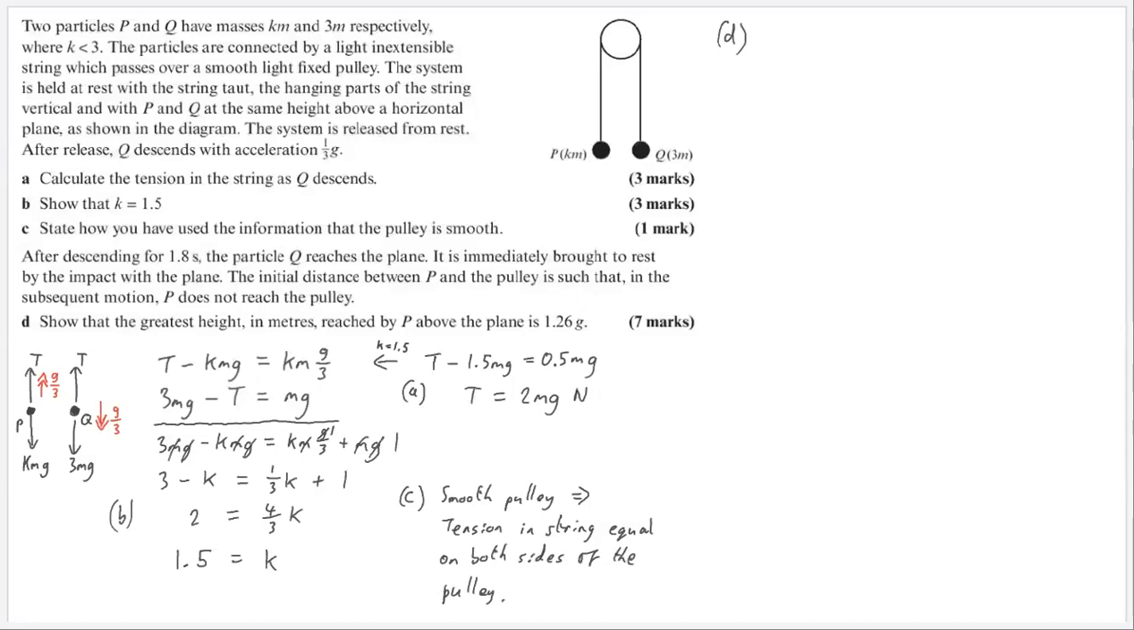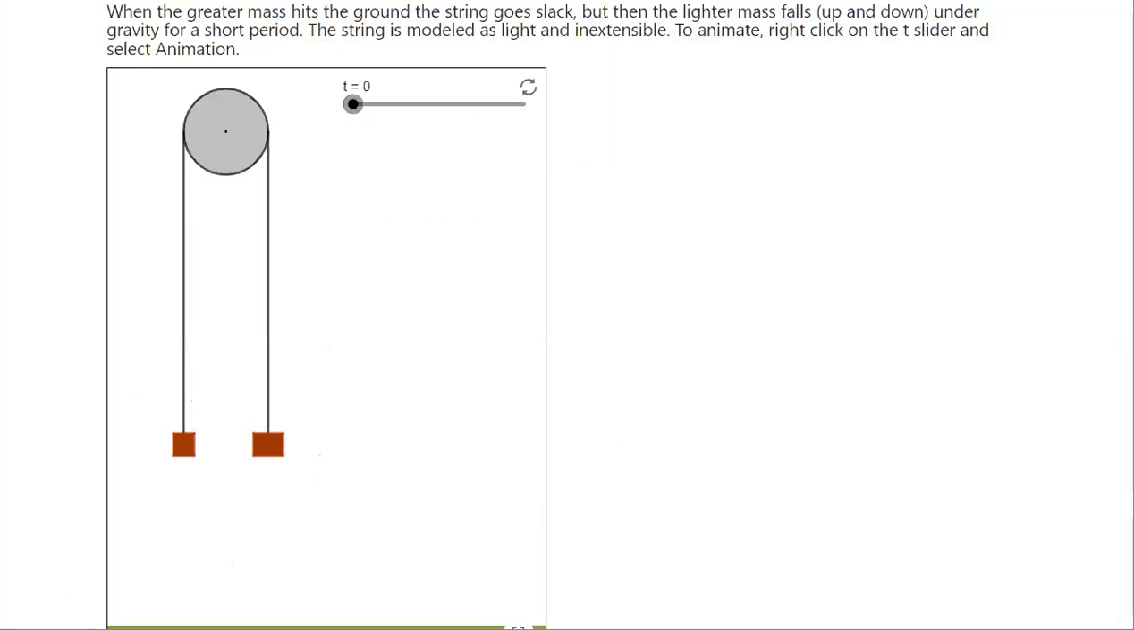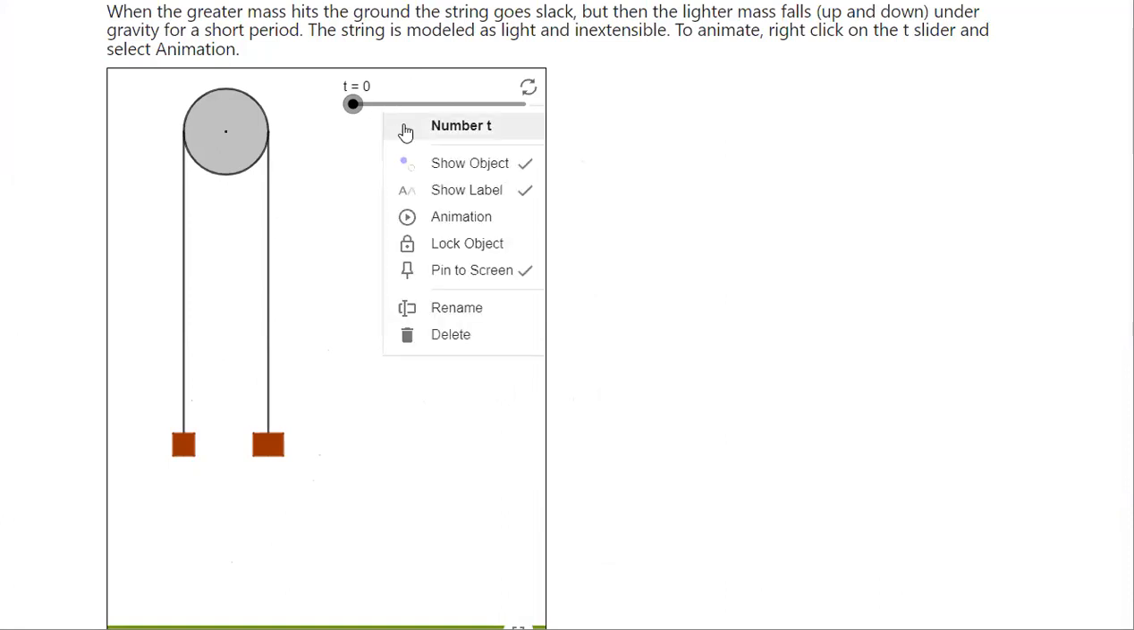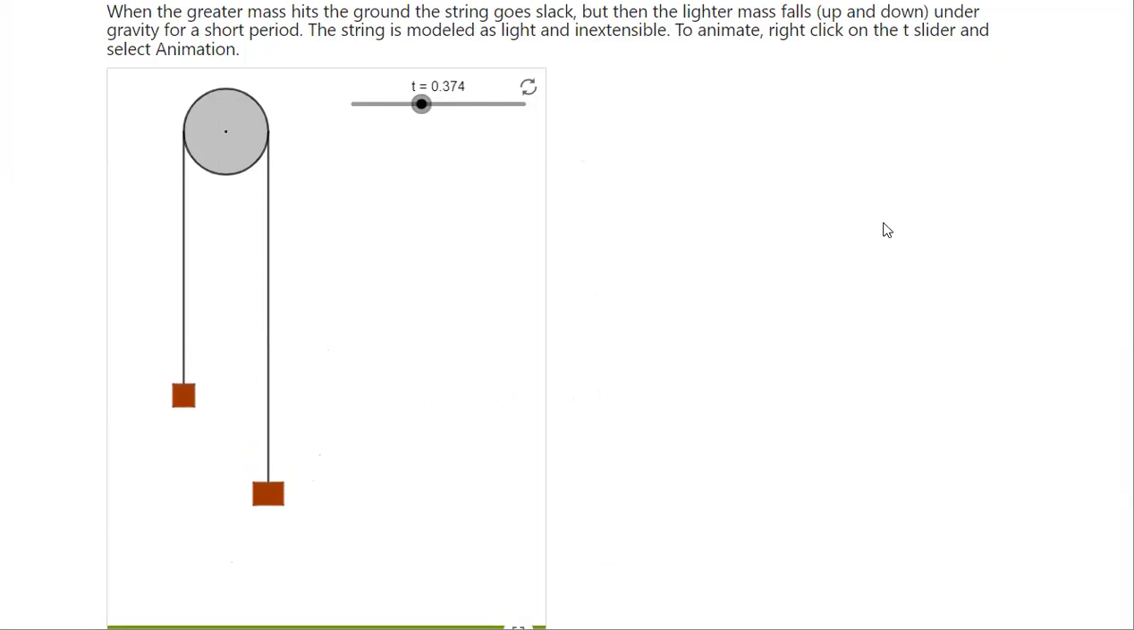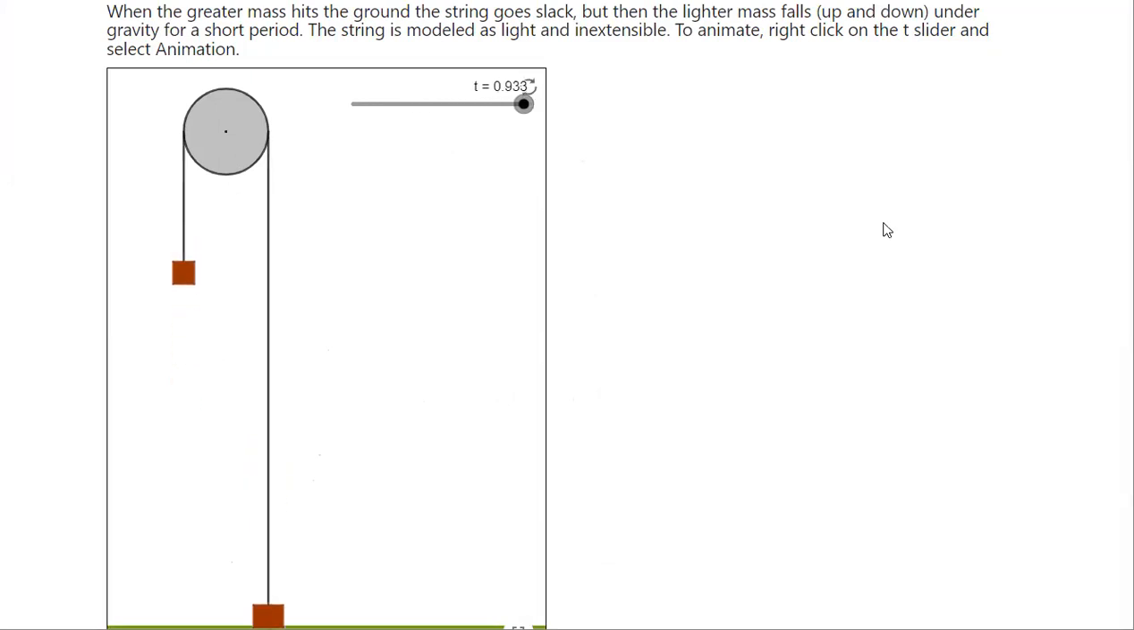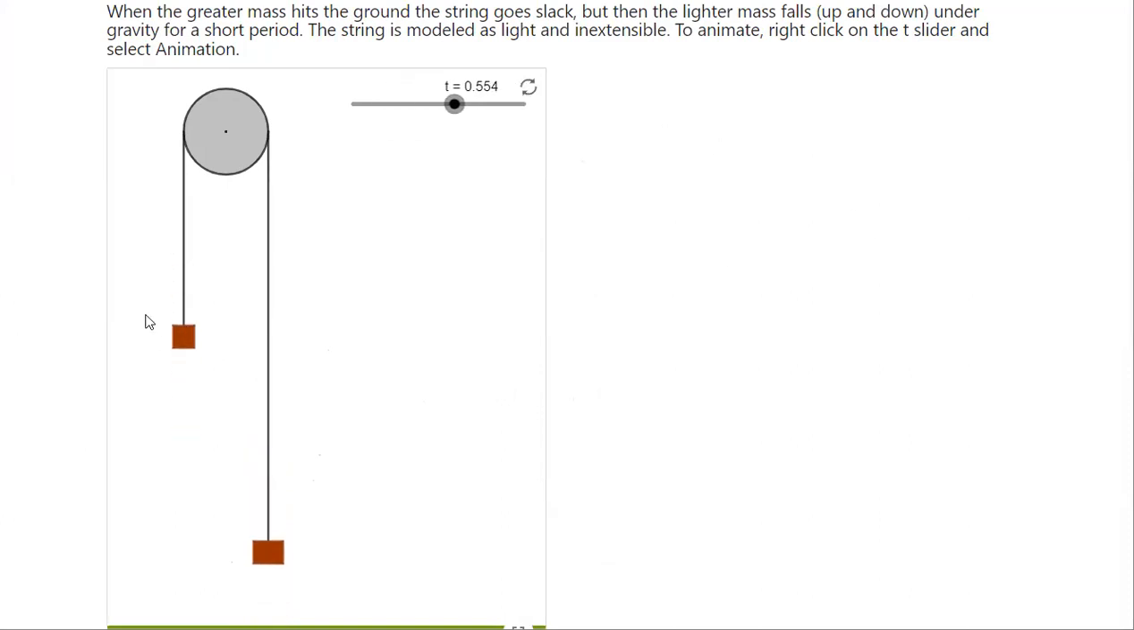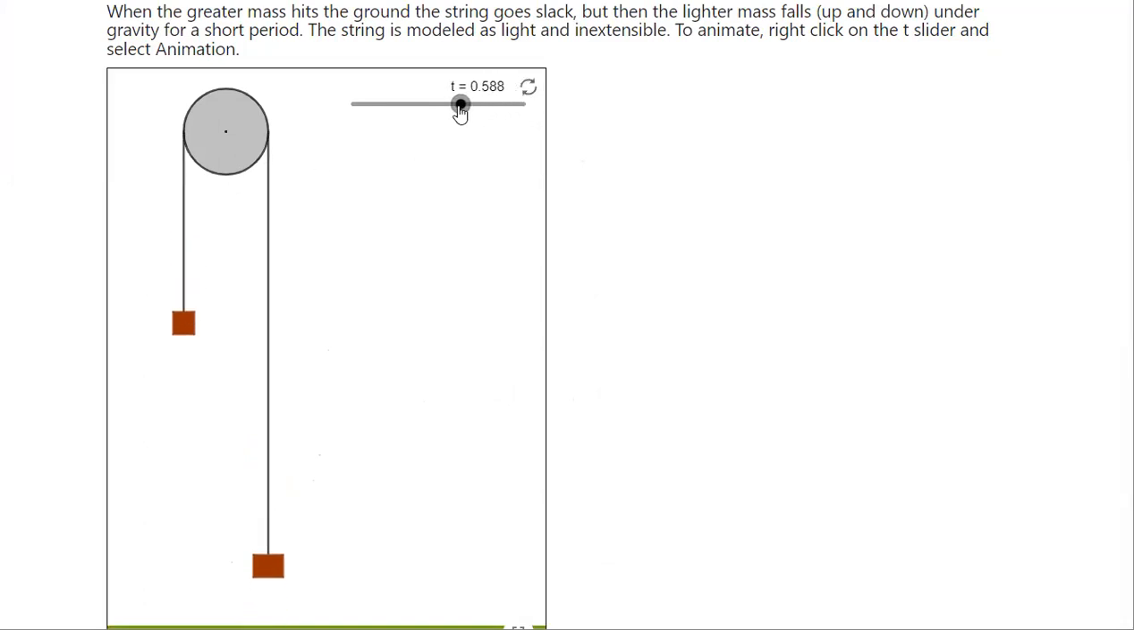Right, D. Again, pause the video if you need to have a good read of this question. But to demonstrate this, let's have a little look at this demonstration here. So let's just play this and see what happens. Watch carefully. Did you see that? I'll run it again. This block, watch it. So just playing that in slow motion, when this block hits the ground, it stops instantly.